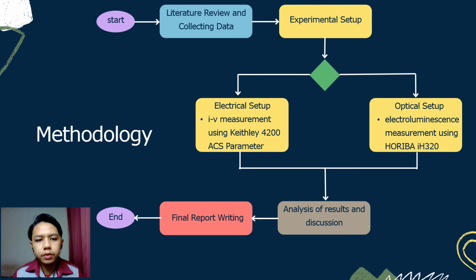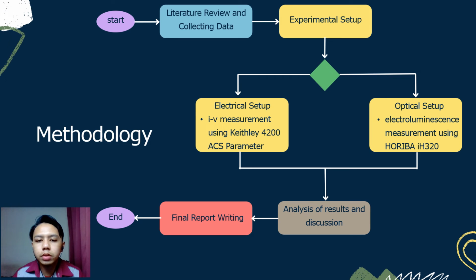Okay, this is the flowchart of methodology for my final year project. First of all, I start off with reading some literature review and collecting data to gain some knowledge about what the topic of my FYP is about. And then in chapter 3 is the experiment setup or the methodology on how I can achieve my objective.